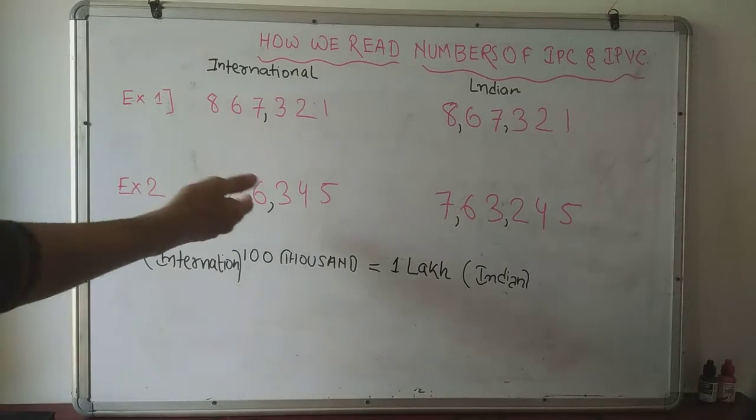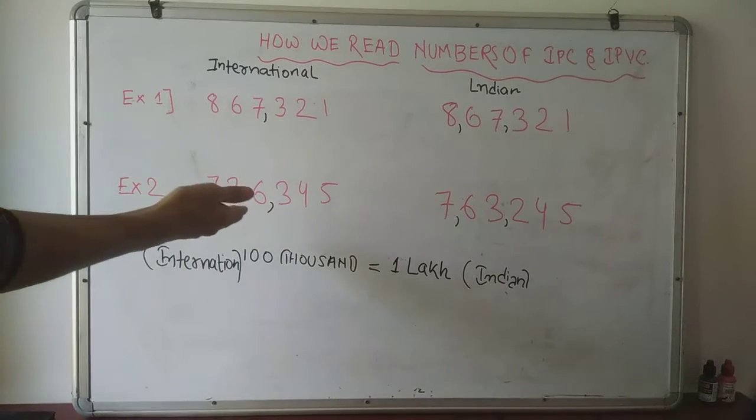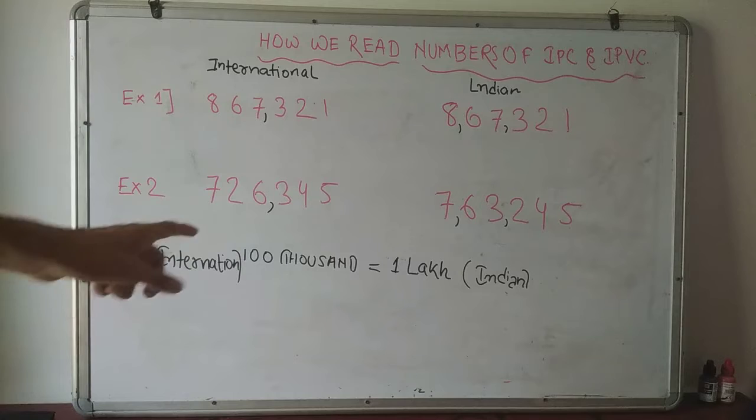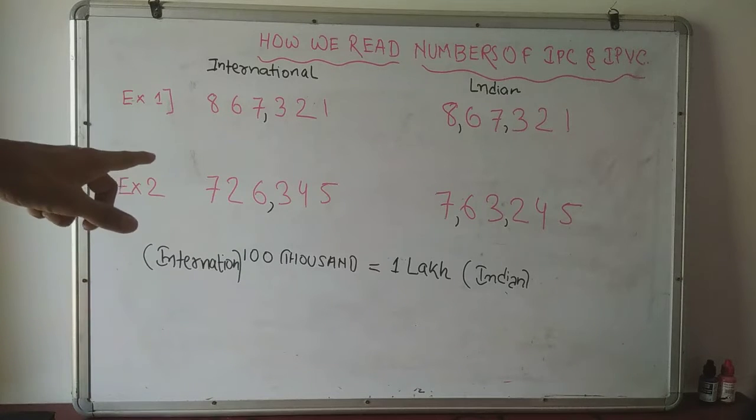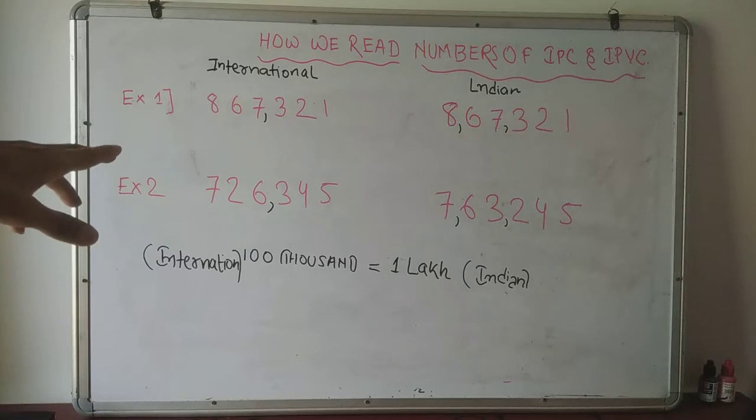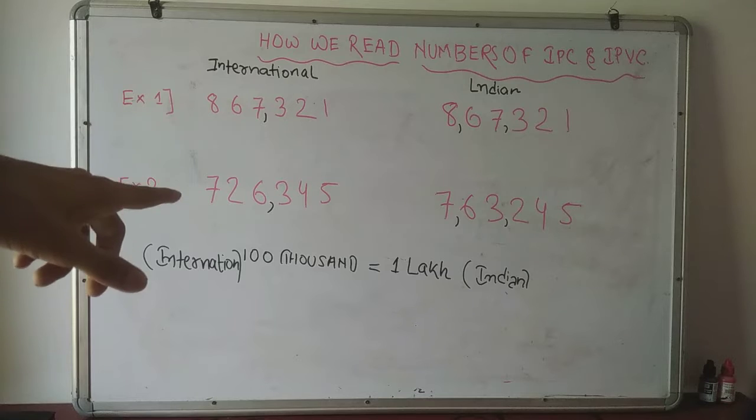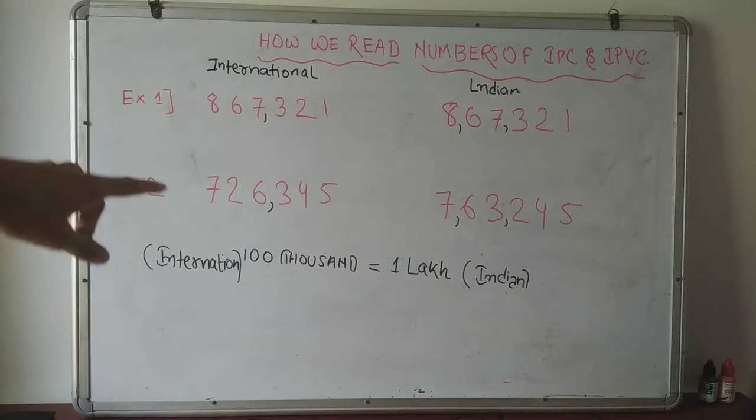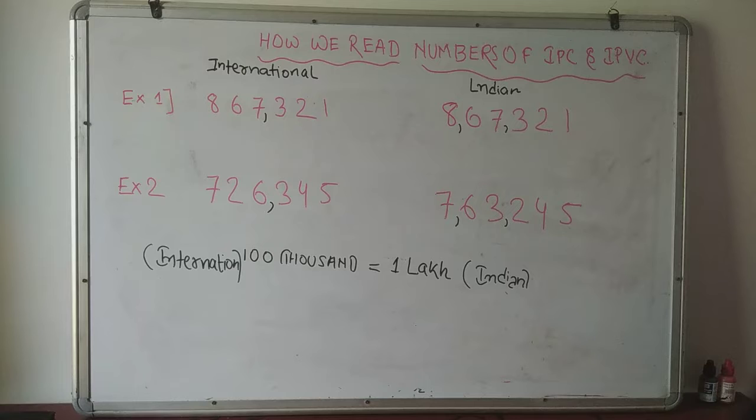Similarly, if you want to read the second example, we read it as 726,345, whereas in Indian we can read it as 7,63,245.